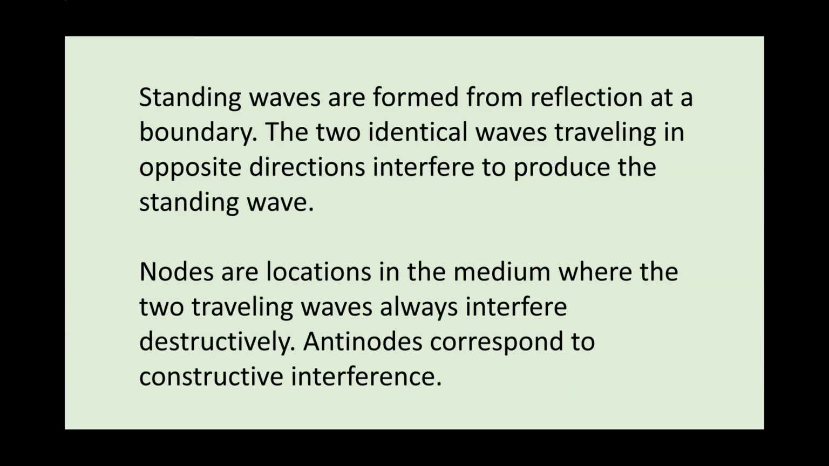So here are the big takeaways. Standing waves are formed as a result of reflection. That reflection creates two identical waves traveling in opposite directions, and they interfere to produce the standing wave. Nodes are locations where that interference is always destructive. Antinodes are places where that interference is always constructive.